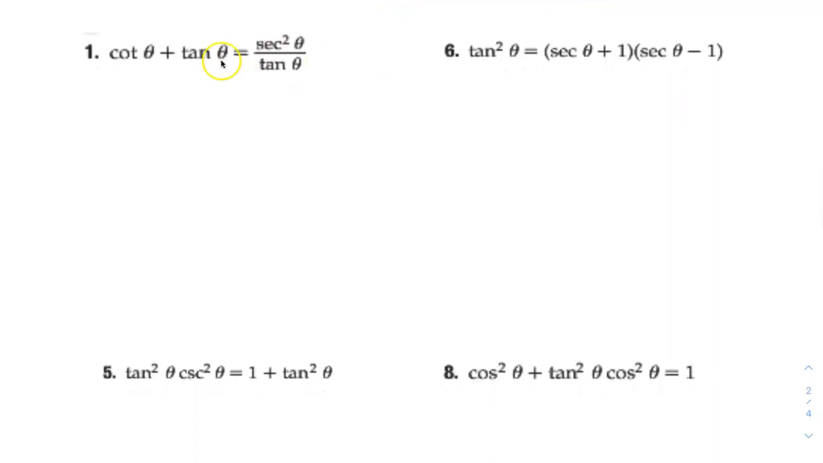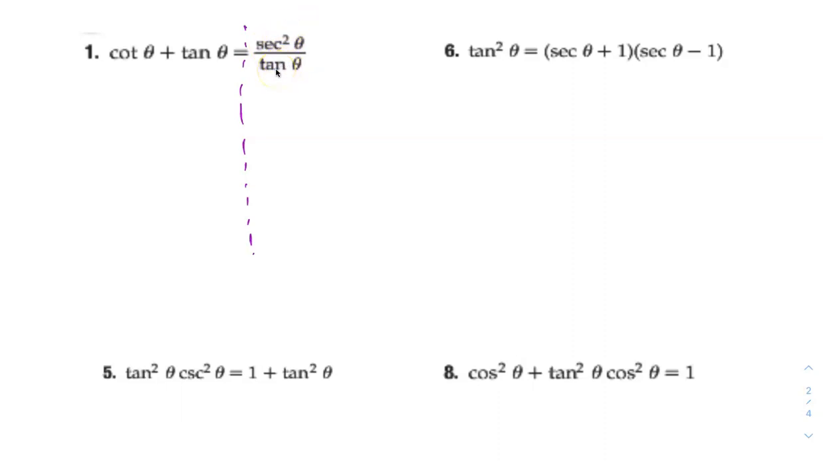This next one, I got cotan plus tan equals secant squared over tan. I'll tell you right now, this is probably one where I'm going to work on both sides, maybe. Not totally sure. I always like to work on the more complicated side. And for me, that's actually this side. There's a secant over tan. I don't like having the tan in the denominator.